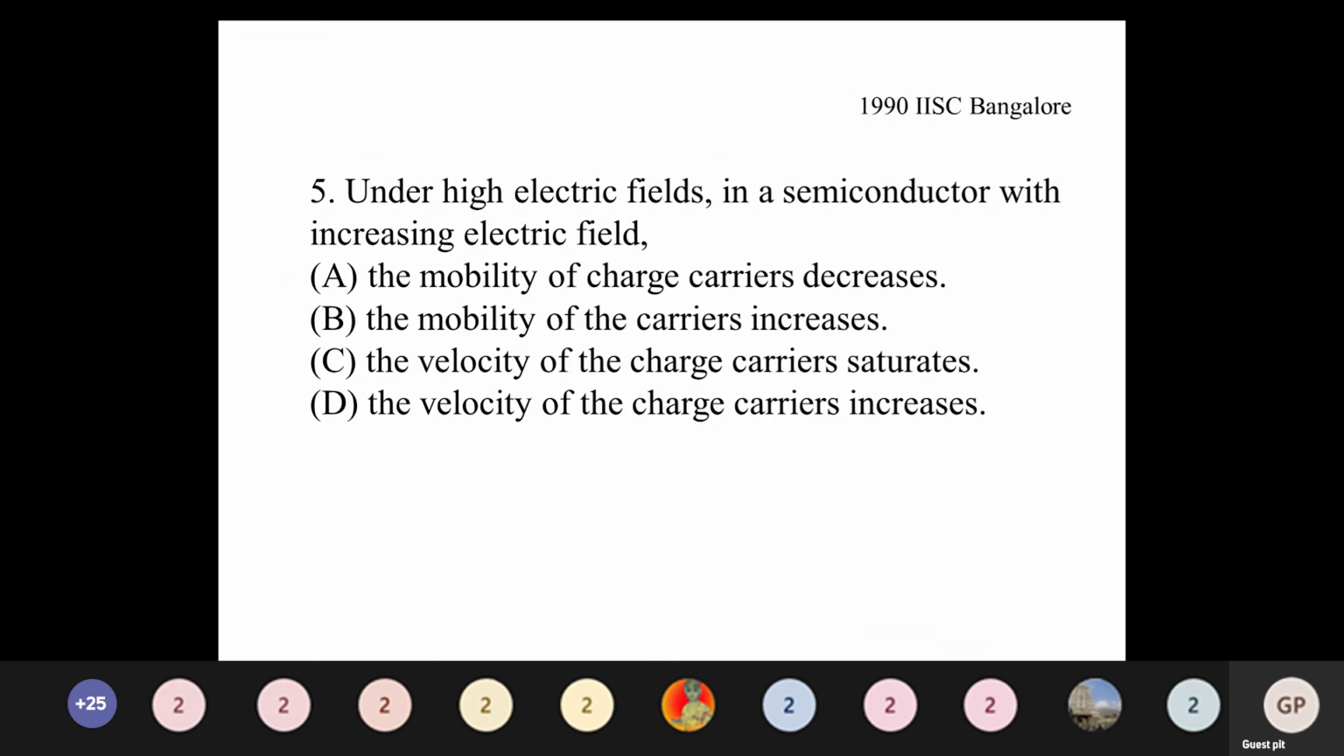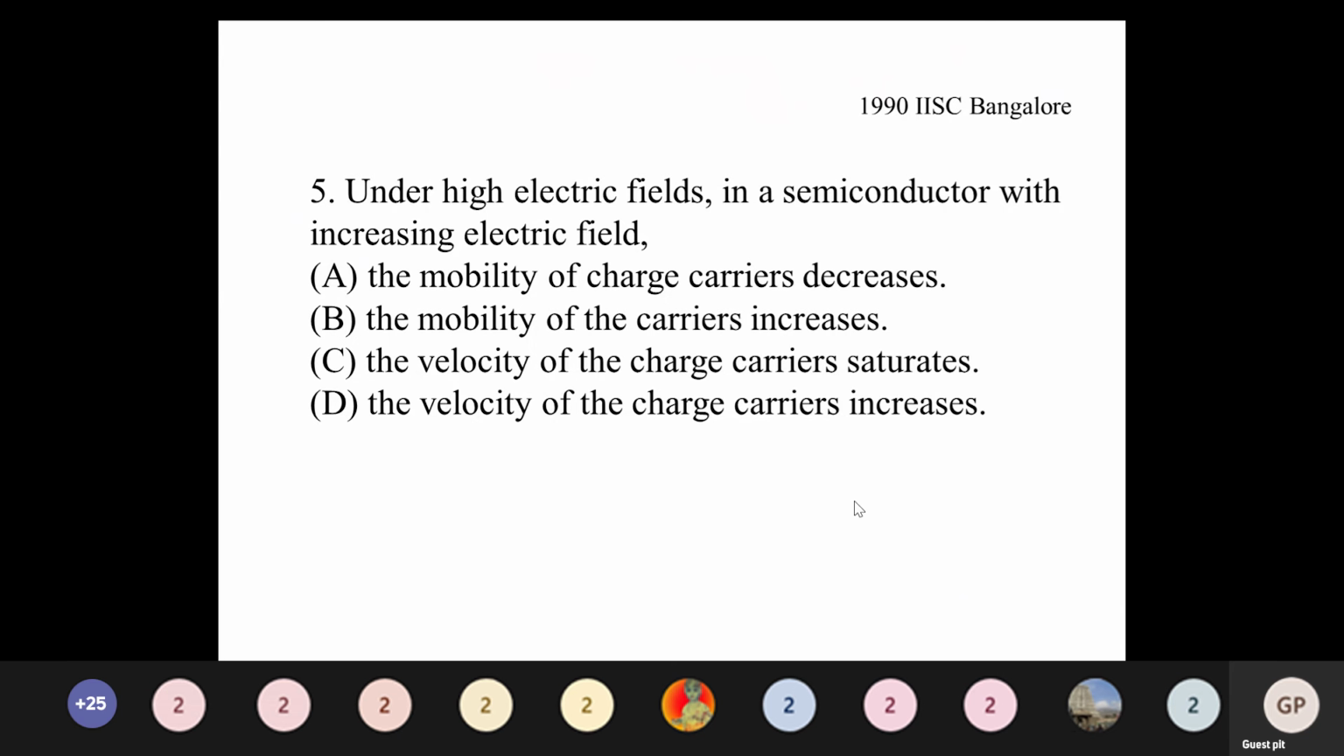The next electronic devices problem is this one. In the last class, we discussed 4 problems. The next one is this one. Under high electric field in a semiconductor, with increasing electric field, this condition is there. So it depends on which one they are asking. This is the question. Okay.